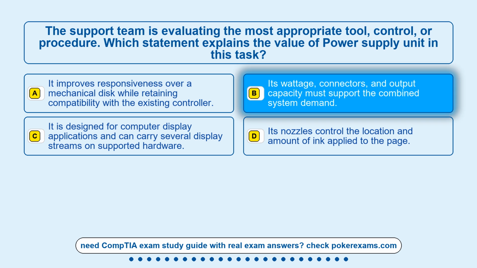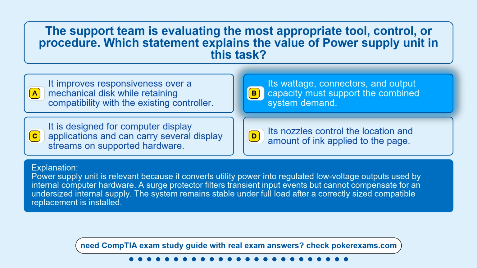The correct answer is option B. Its wattage, connectors, and output capacity must support the combined system demand. Power supply unit is relevant because it converts utility power into regulated low-voltage outputs used by internal computer hardware. A surge protector filters transient input events but cannot compensate for an undersized internal supply. The system remains stable under full load after a correctly sized compatible replacement is installed.